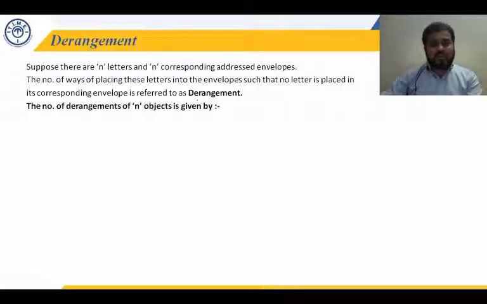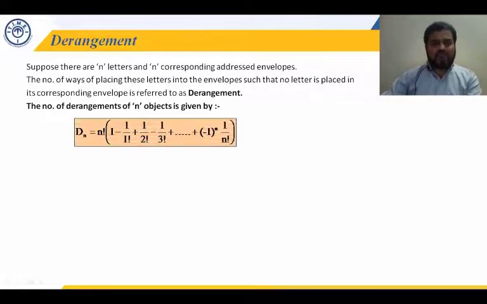Now the number of derangements of n objects is given by, so suppose we have n letters and n corresponding addressed envelopes. If we have to find the number of ways in which no letter gets into the correct envelope, or in other words, each and every letter gets into an incorrect envelope, that number of ways is given by this formula. It is given by dn, this small n is for the number of objects. So if there are 5 objects, then we'll write it as d5. If there are 3 objects, we'll write it as d3.